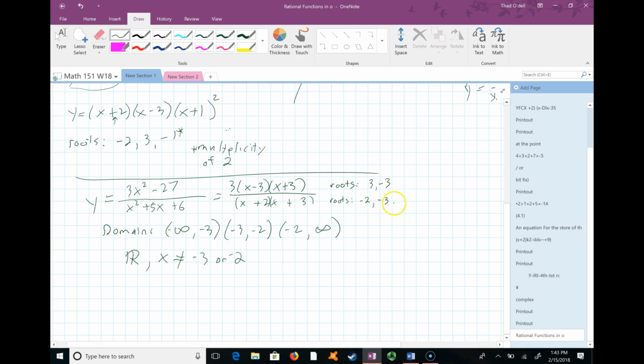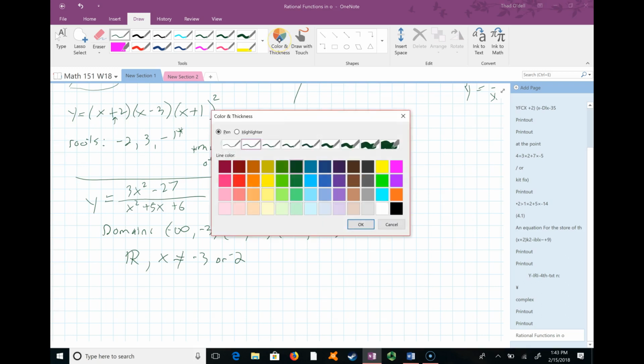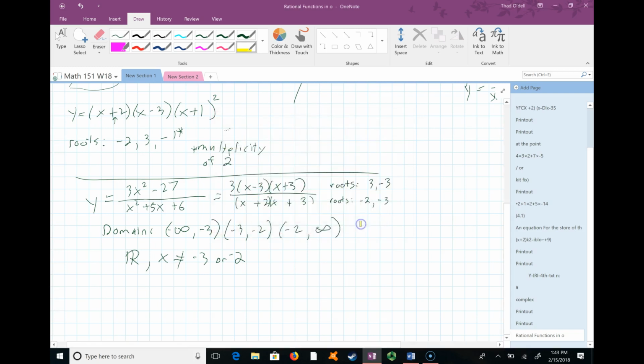Because these things are not a part of the domain, because they force us to divide by 0. Okay, but we want to know more than that. We want to know how they affect the graph. So this is really important to pay attention to. Well, I guess everything I'm saying is important, but I want to especially draw your attention to this.